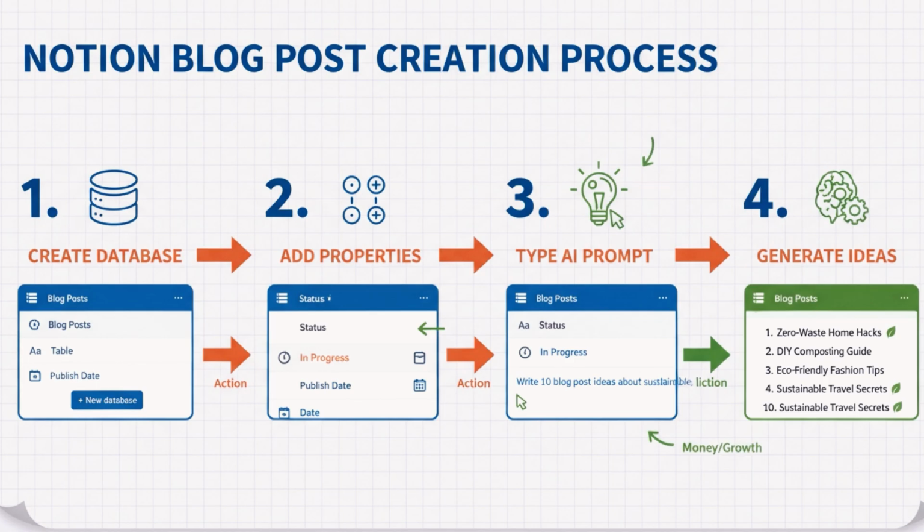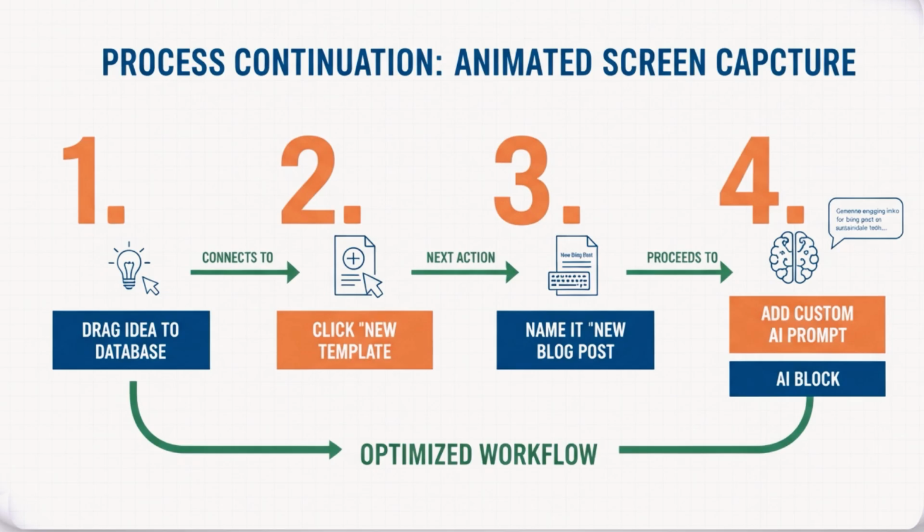Instantly, you have a list of ideas. Drag one of them into your new database. This is where the magic happens. We're going to create a template so your new hire does the heavy lifting. Create a new template in the database called New Blog Post. Inside, add an AI block with a custom prompt. Create a detailed content brief for the blog post titled with this page's title. Include a target audience, key talking points, and a suggested SEO title.